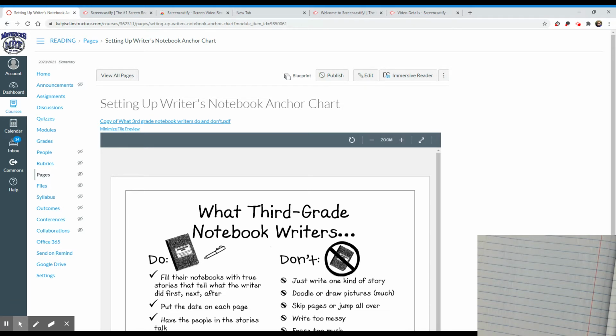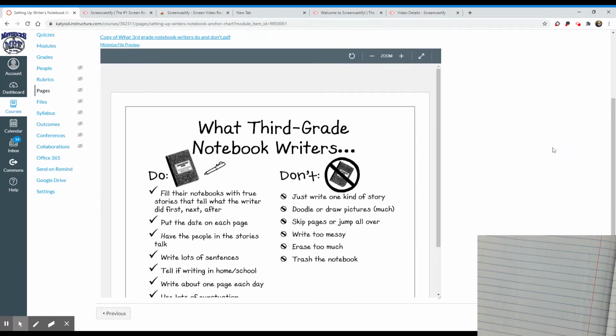All right, so right now, I just wanted to share this chart, and it is in your Canvas. Okay, some things to do and don't do with your notebook. We are going to use your notebook, and you'll upload a lot of pictures of your writing, especially in the beginning, to share with us what you are writing and what ideas you are brainstorming. And then once we get to publishing is when we'll start typing things. So it's so important that you have a writer's notebook and that you use it correctly so that you get the most out of your writing.